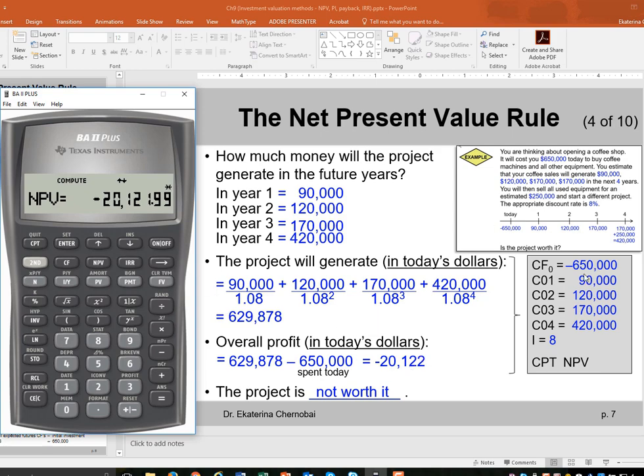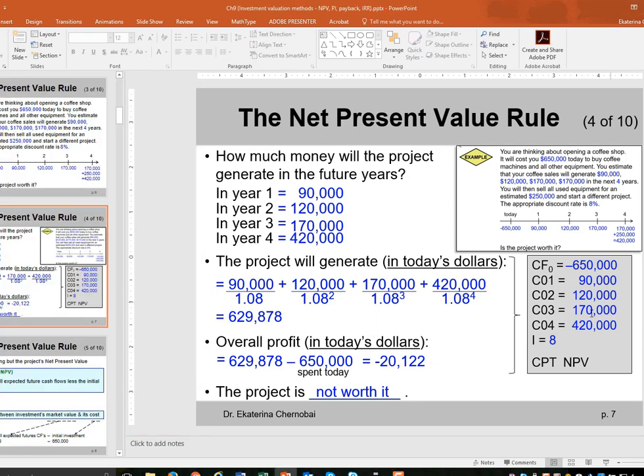Okay, so in one step, you can find the net present value. One step in the financial calculator, the so-called cash flow keys. And the new thing that we were doing just now, we were entering cash flow 0 as a negative number, and everything in the future is positive.